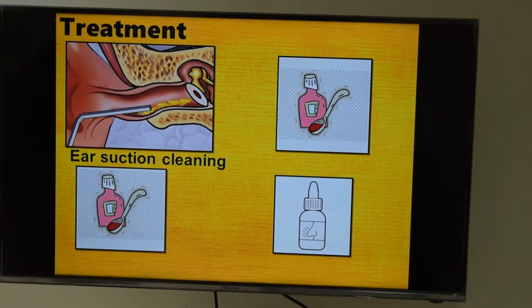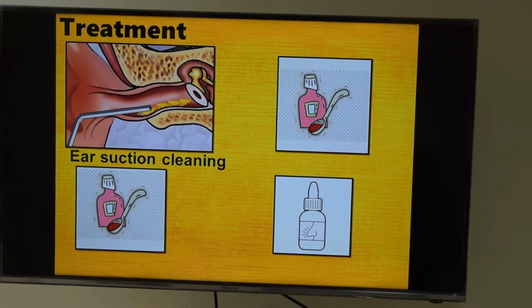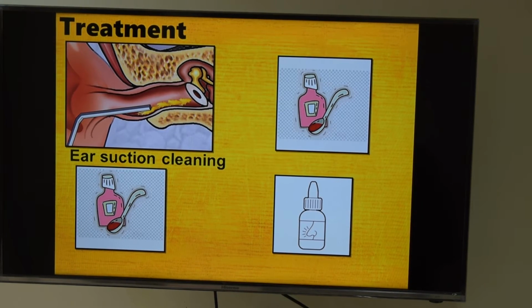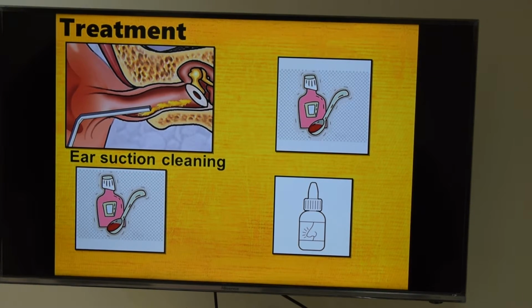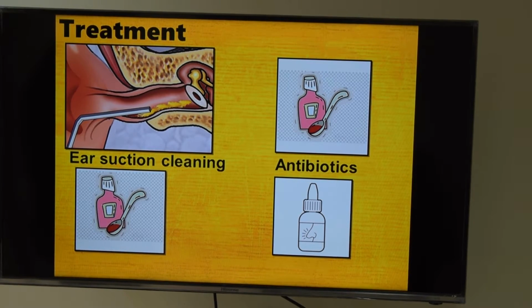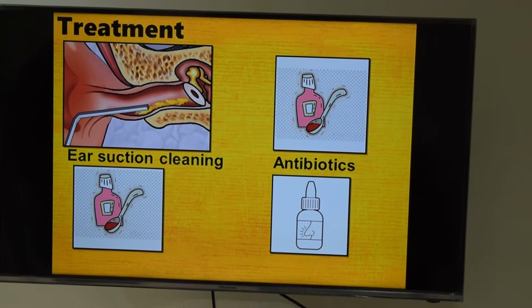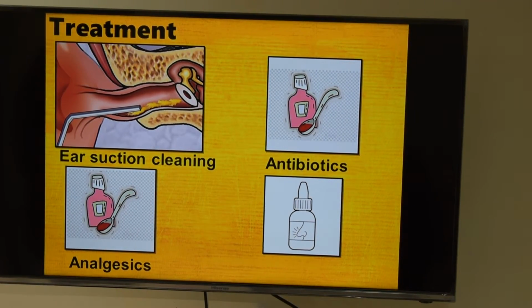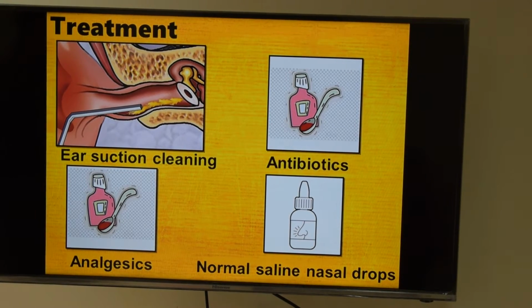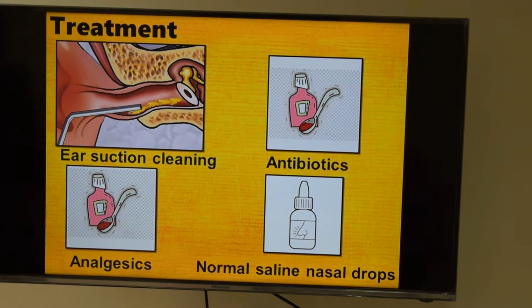Second is antibiotic ear drops, 3 drops 3 times daily for a maximum of 5 to 7 days as prescribed by your family ENT doctor, and if necessary a painkiller, and of course you have to give nasal drops. I said nasal decongestion to try to make the child more comfortable. So that will take care of acute suppurative otitis media.